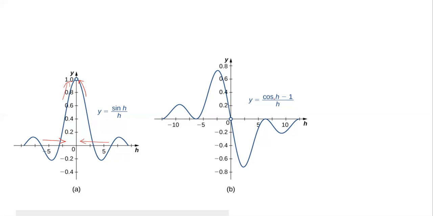Likewise, cosine x minus 1 over x, or cosine h minus 1 over h. Here too, if you approach 0 from the left, your graph actually approaches 0.